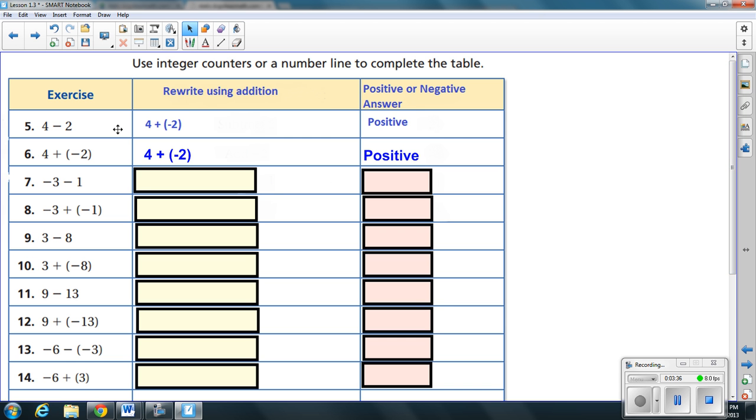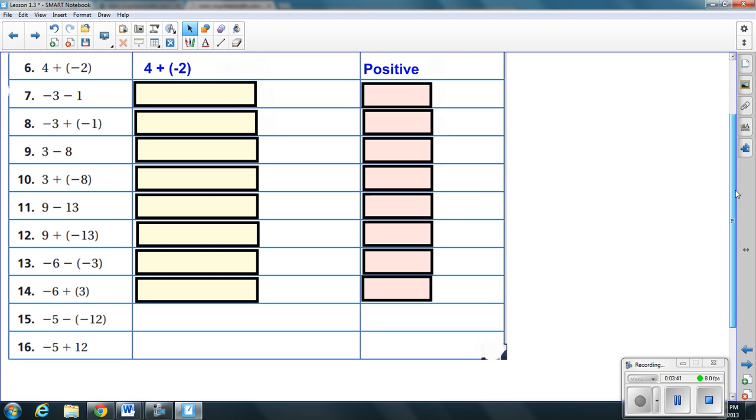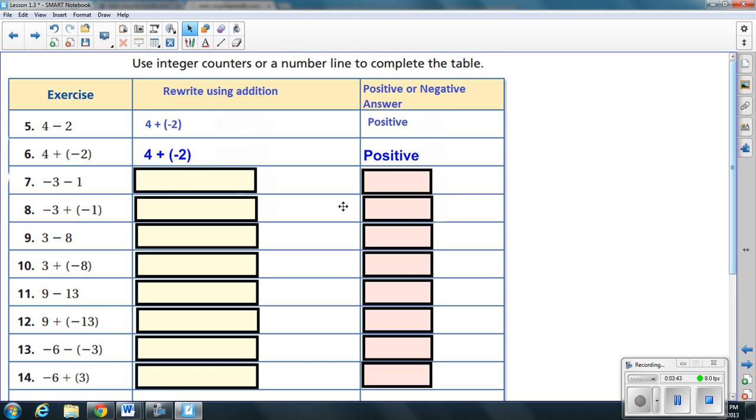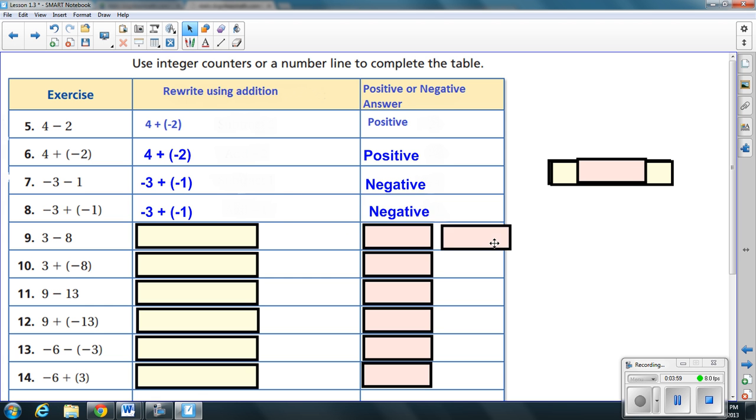So 4 minus 2, we just did that. I won't bore you again. So let's go to number 7. We have negative 3 minus 1. I just showed that one to you. Negative 3 plus negative 1 will have a negative result. Okay, this one doesn't change because it's the same. It's already addition. We don't rewrite addition problems.